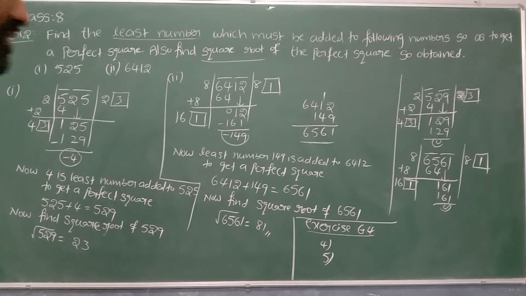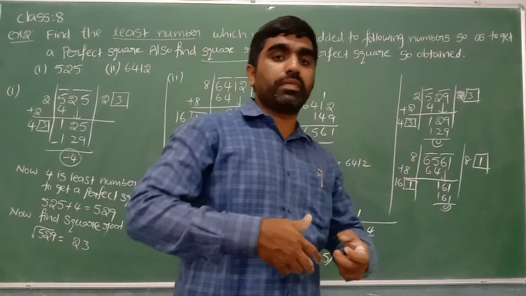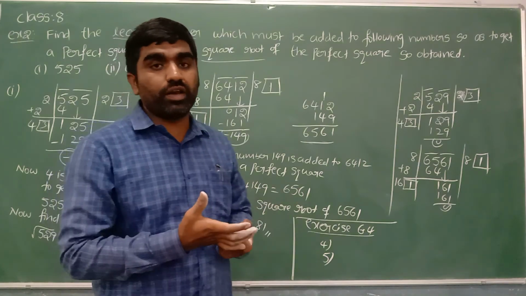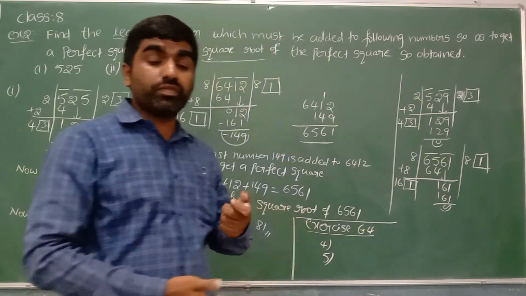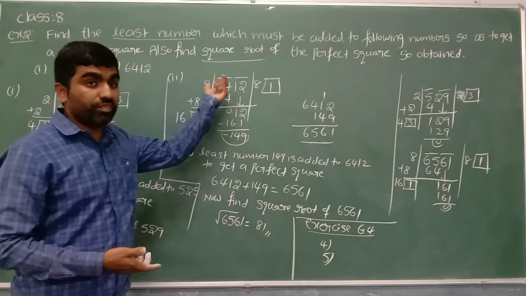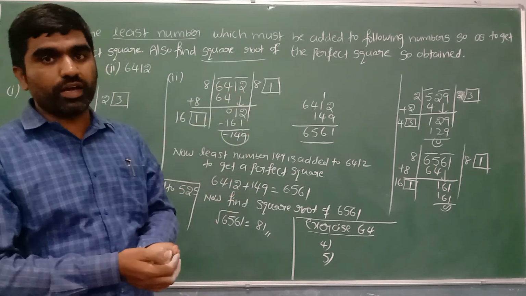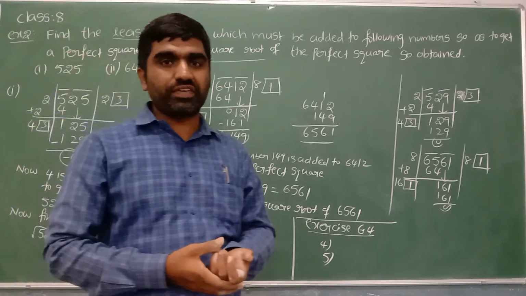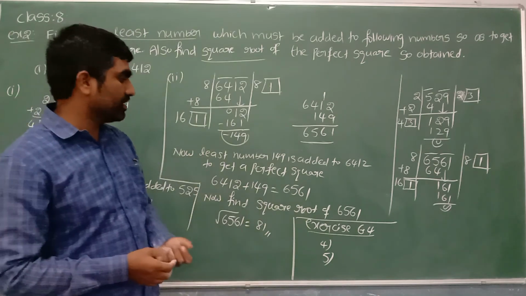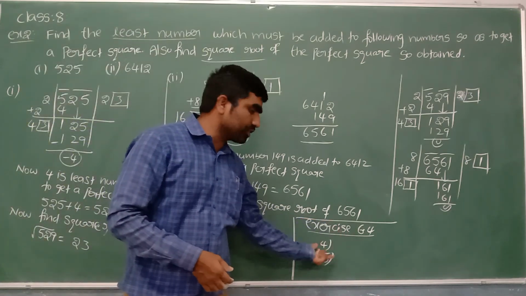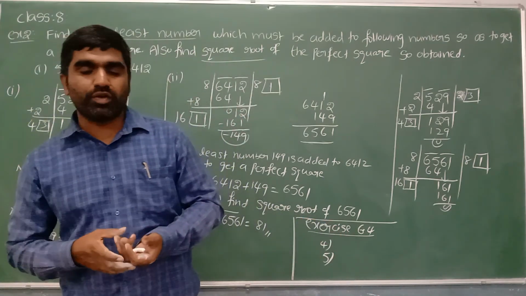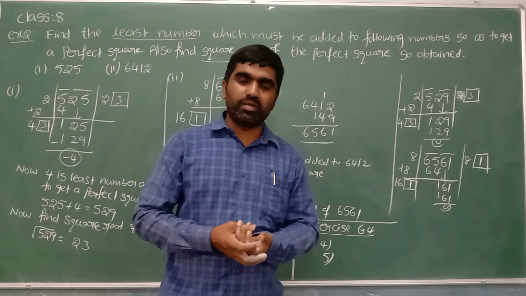Today in class we learned the least number which we can subtract from the given number to make it a perfect square, and also the least number which we can add to the given number to make a perfect square. Hope it is clear for everyone. So based on this knowledge, exercise 6.4, 4th bit and 5th bit you can complete in your homework book. Thank you once again. We'll meet next session.